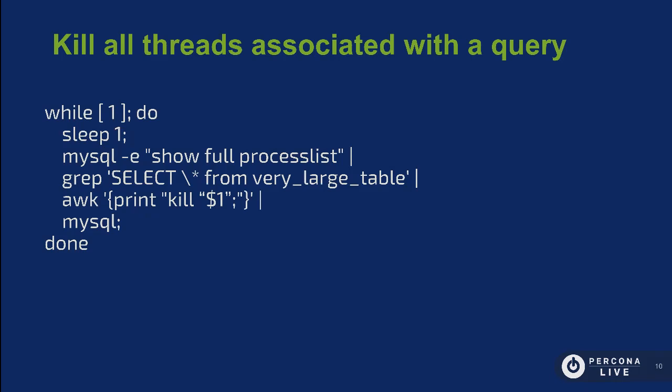So let's say that select star from very large table is a new feature that's been released by the application developers, and you want to prevent that from bogging down your machine while they're fixing it or making an upgrade to the code to remove that lack of a where clause. In order to do that, you can actually write a while loop that would go out and find those specific queries and kill them.